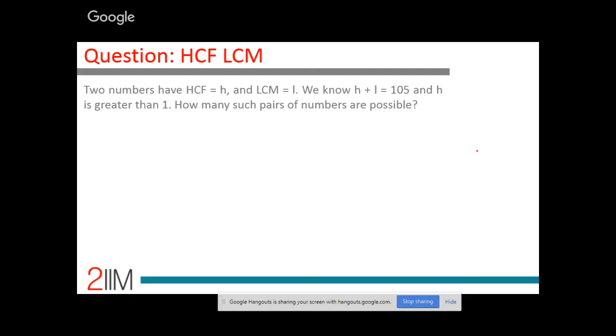Same template, if you're given a HCF, assume numbers to be HA and HB. What will the LCM be? What is the condition for A and B? Then go back to solving this question.